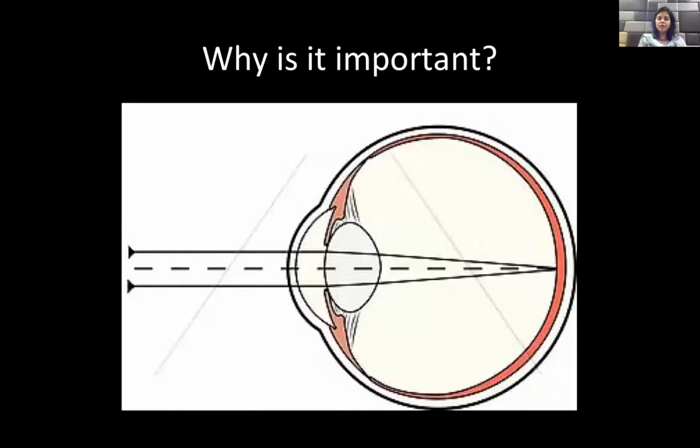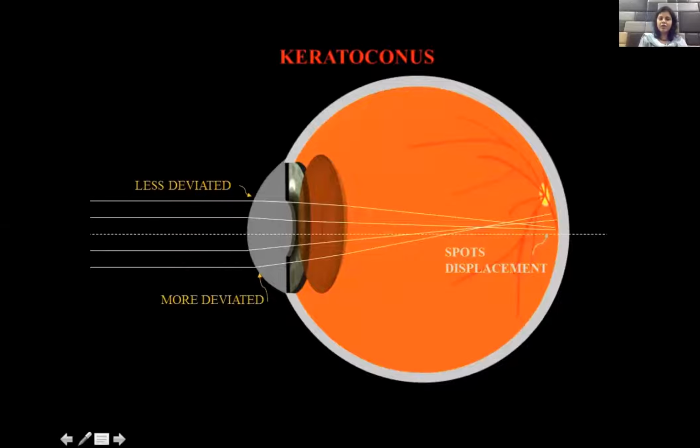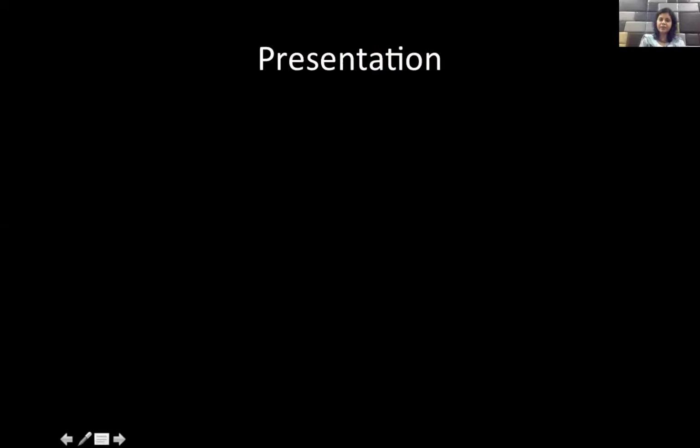So why is keratoconus important? Now, a normal refracting surface of the cornea would have rays of light come in and form a point image on the retina. If the cornea is protruded abnormally, you are going to have rays of light which will be less deviated, and in other places there will be rays of light which are more deviated. The result is you have an image on the retina which is not a point image, but forms a blurred image, and hence the patient has decreased vision.